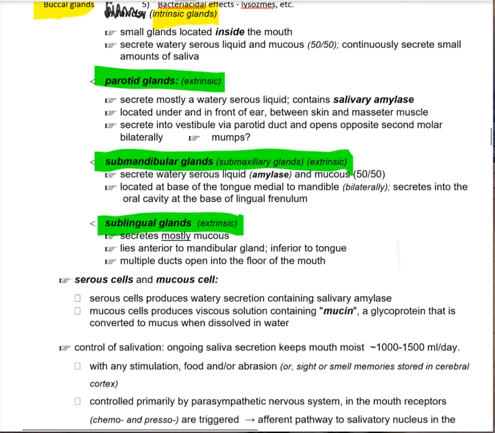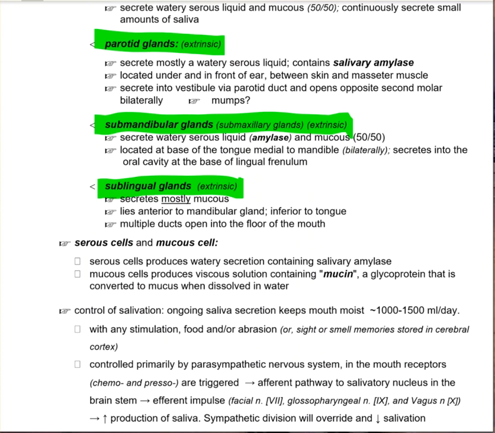But the majority of saliva are from these three: the parotid, the submandibular, and the sublingual. Now, the parotid secretes mostly serous liquid and that has salivary amylase, the thing that breaks down the carbohydrates.